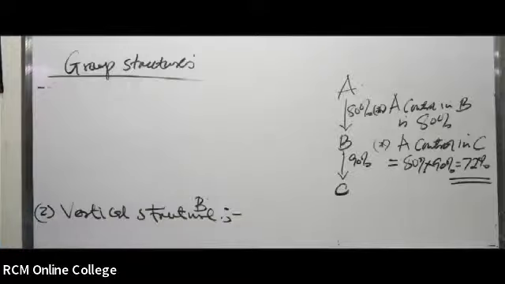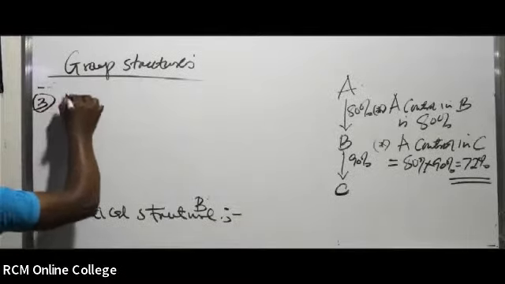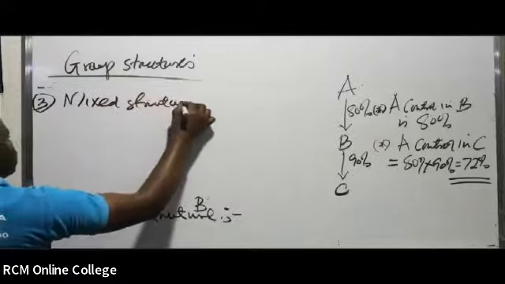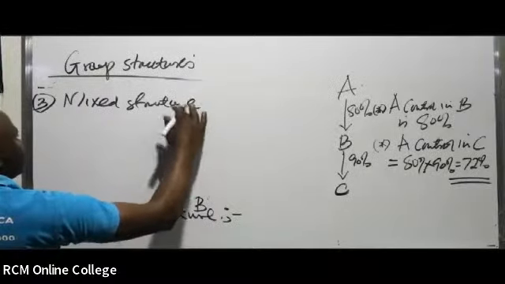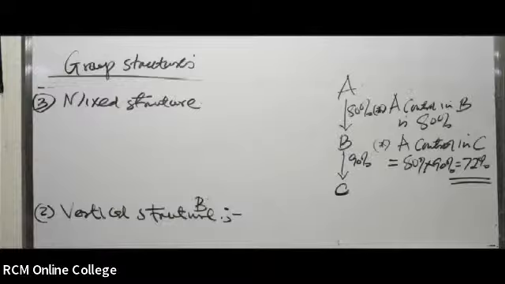Then the number 3 structure is what we call a mixed structure. A mixed structure is just mixed, just jumbled up. So this is about a mixed structure. It occurs where a parent company acquires.